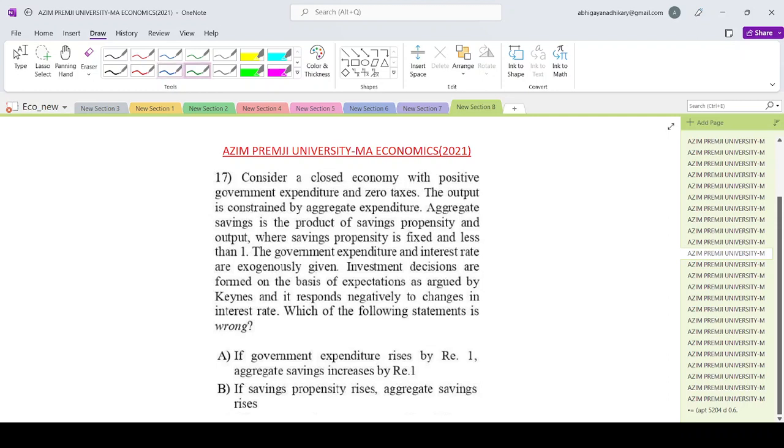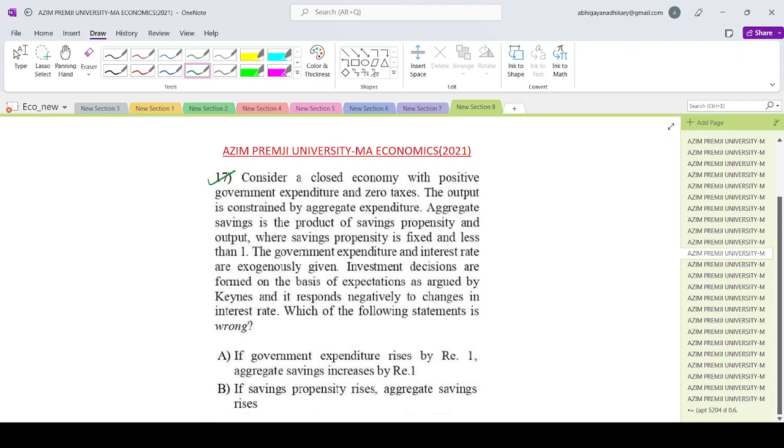Today we are looking at the Azim Premji University M Economics Entrance Paper 2021, question number 17. Consider a closed economy with positive government expenditure and zero taxes. The output is constrained by aggregate expenditure. That means we are basically looking at a Keynesian kind of a setup.